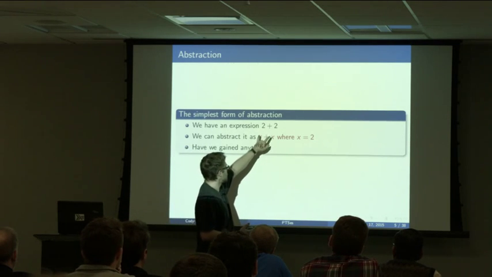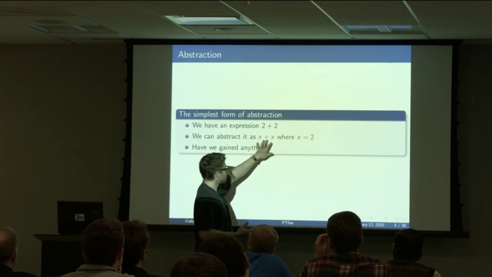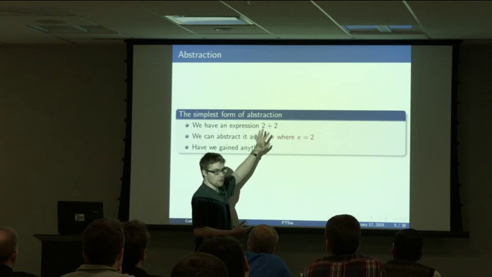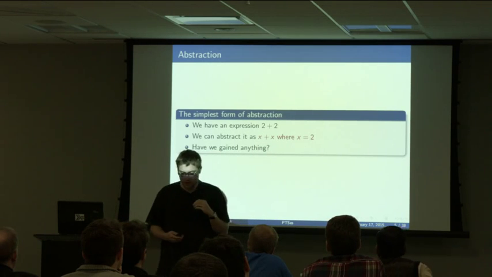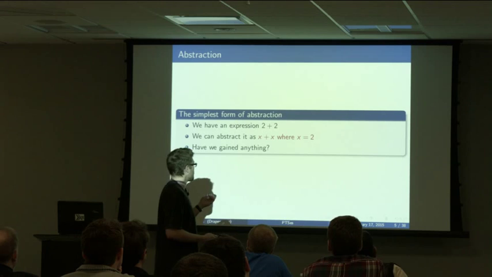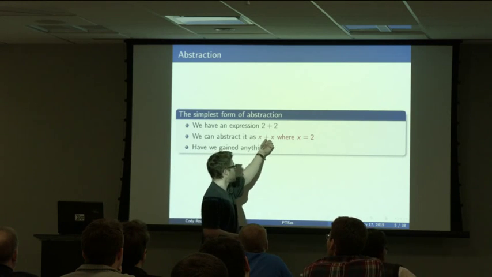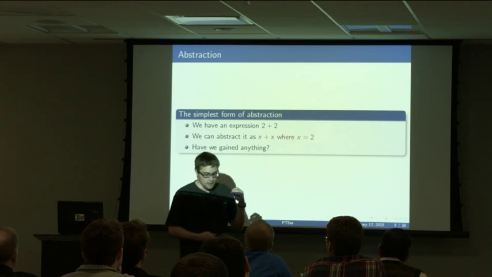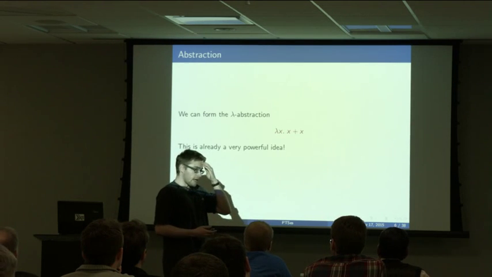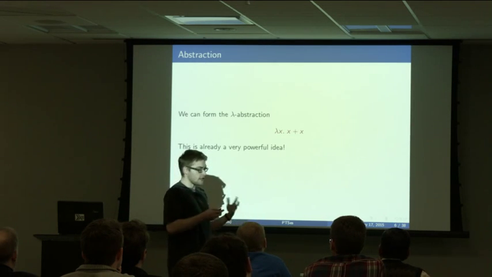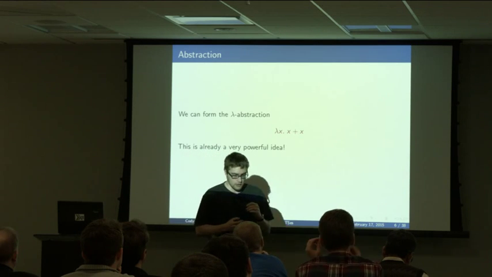In this case, we're going to take these two occurrences of 2, and conceptually we're going to make it a variable, x, and in this case, the value of x is 2, which seems like we've gained nothing except move the definition of this a little bit to the right. But conceptually, this is a really powerful idea. And it's sort of the basic idea behind lambda abstraction.